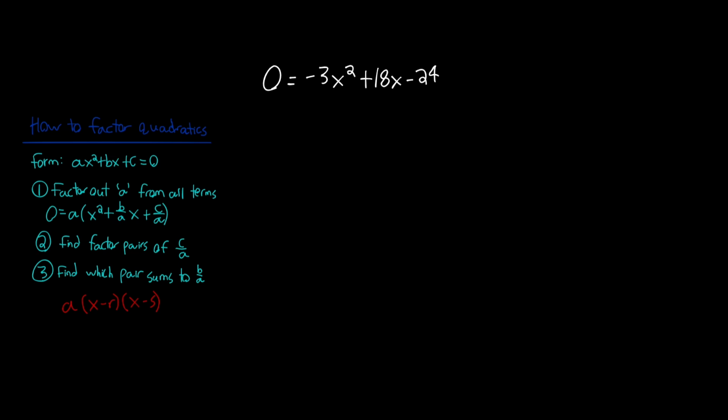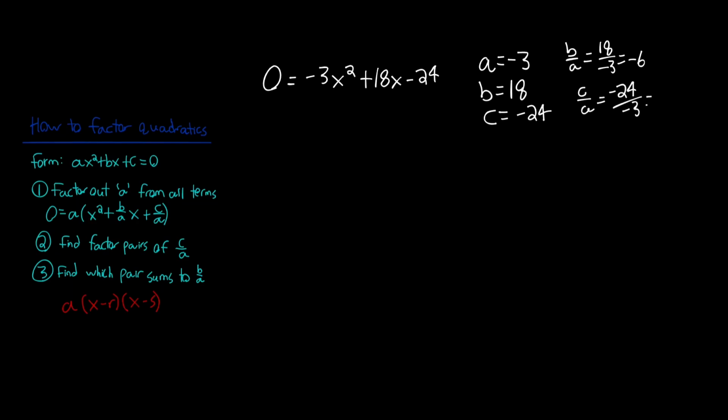Right, so we're going to start by defining each of our terms. a is equal to negative 3, b is equal to 18, and c is equal to negative 24. Well, this is going to leave me with b over a is equal to 18 over negative 3, which is negative 6, and c over a is equal to negative 24 over negative 3, which is going to be 8. So, as of step 1, that leaves me at 0 is equal to negative 3(x squared minus 6x plus 8).